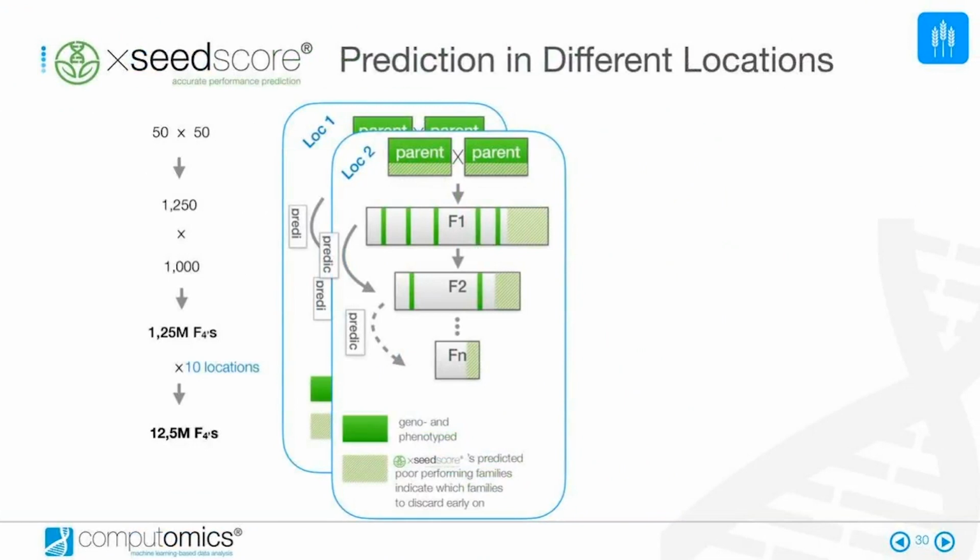So as mentioned before, we can include weather data to improve the prediction accuracy and also to predict for untested locations or to tell you which lines will fare well under which environmental conditions. In this example of 10 locations, the number of simulated offspring grows to over 12 million. This is computationally very demanding for a classical statistical approach.